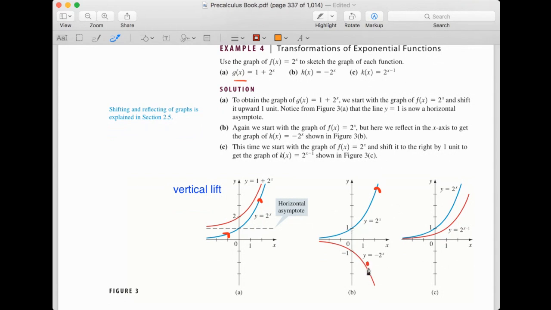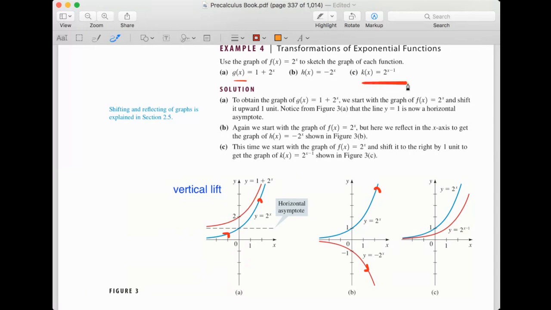So the graph becomes this now. It's a reflection over the x-axis. Every positive y value now becomes a negative y value. So this is the graph of negative 2 to the x.